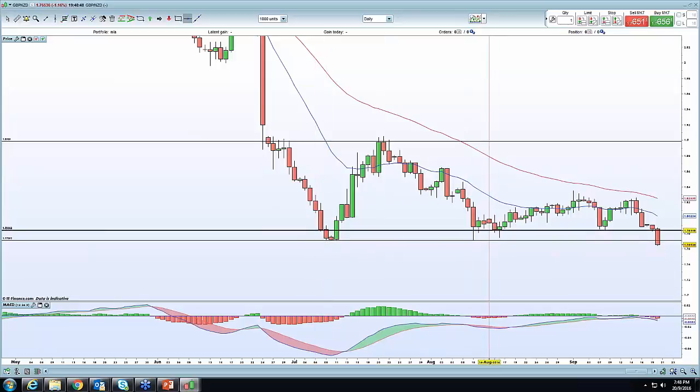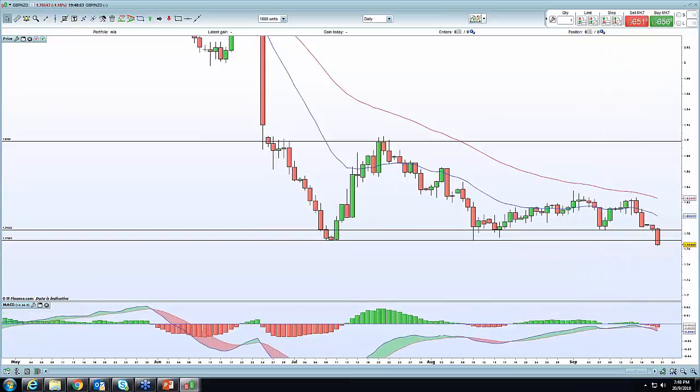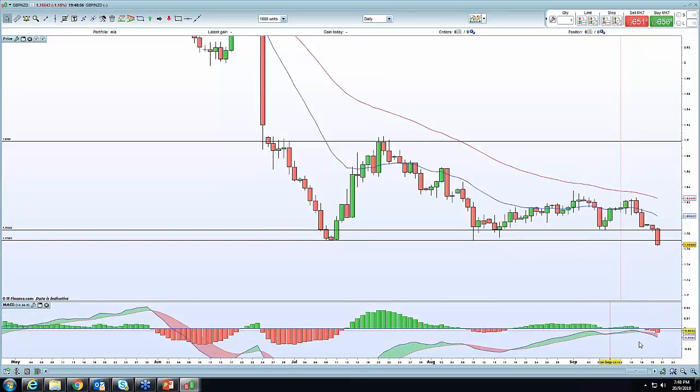In fact, when it broke this support, it's quite a key level of support broken already. You can see that there's no divergence, nice convergence, double top, lower low.